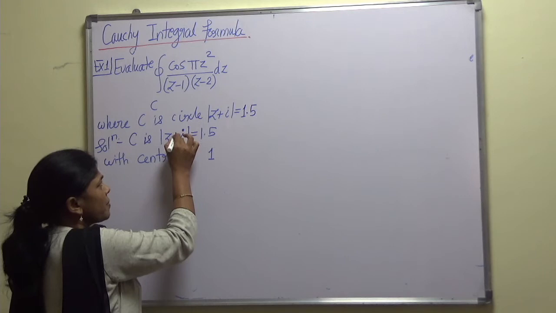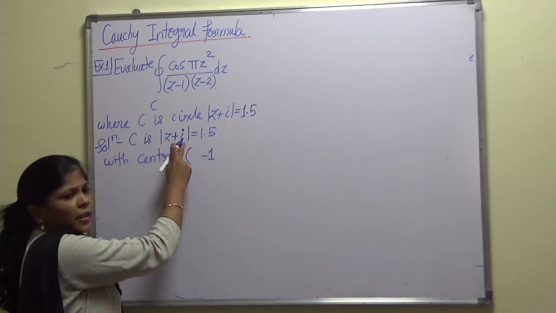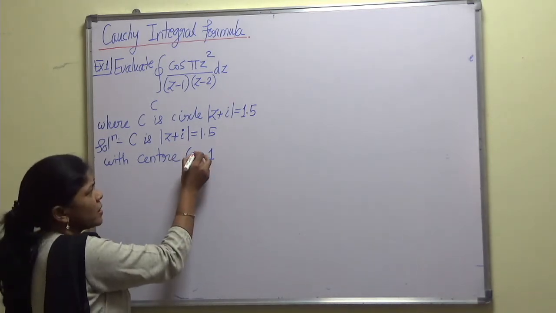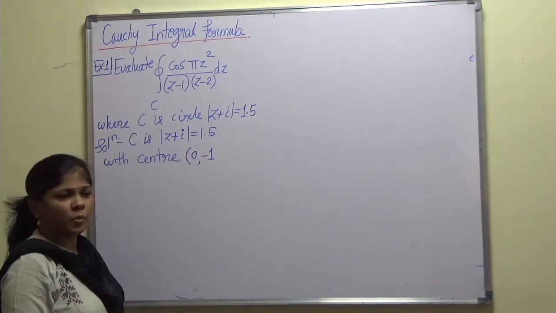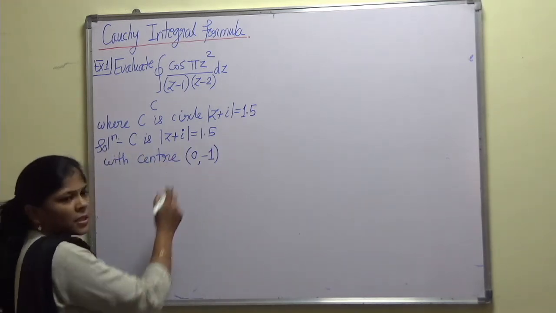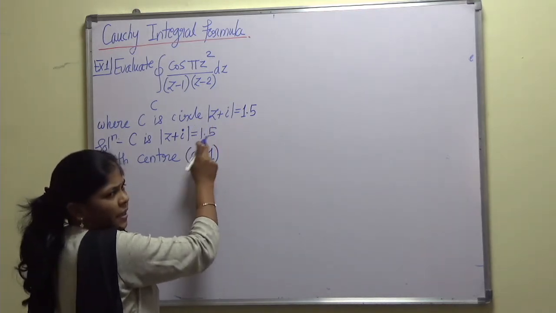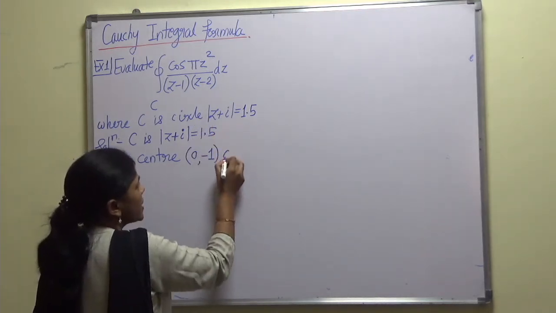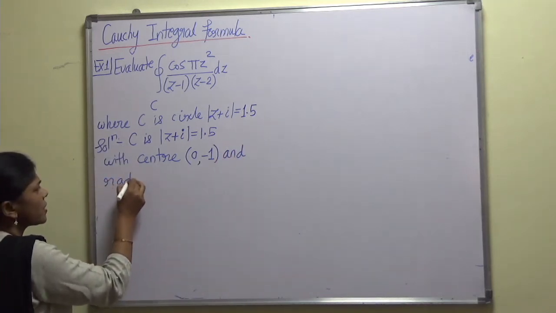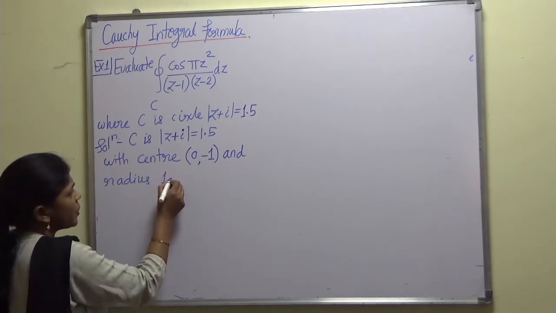So as it is written plus i, I should write minus i. Other than i, there are no other terms left, so the x coordinate must be 0, right? So in this way we get the center of this circle. And naturally, what is the radius? Radius is the right hand side, so hence the radius is 1.5. So C is a circle with center at (0, −1) and radius 1.5.